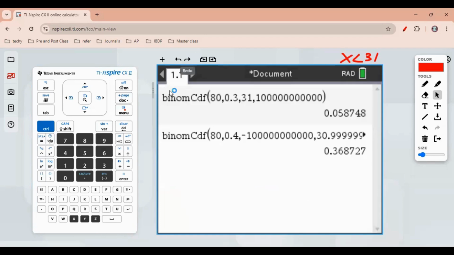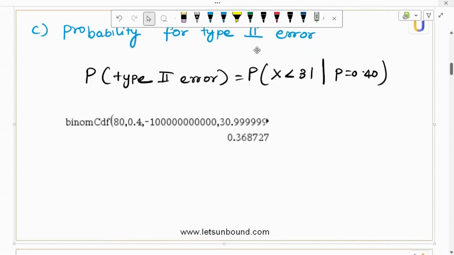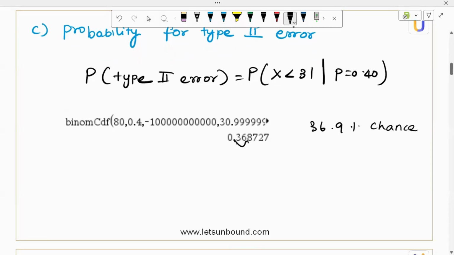So we got this binomial CDF and we can just substitute over there. Now back to the solution page to interpret the result. So move it 2 places. So 36.9% chance that a type 2 error can happen. Right? That's simple.